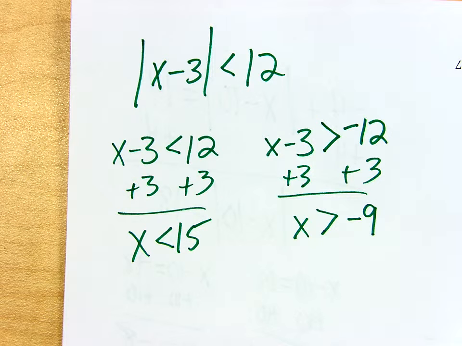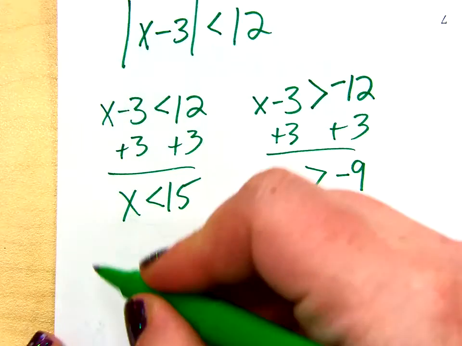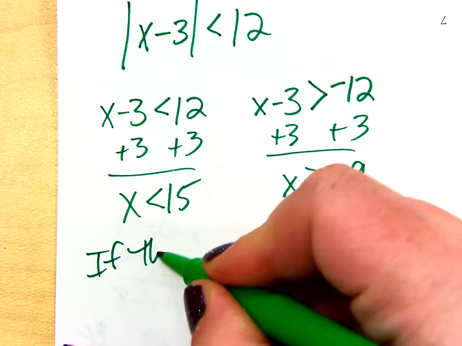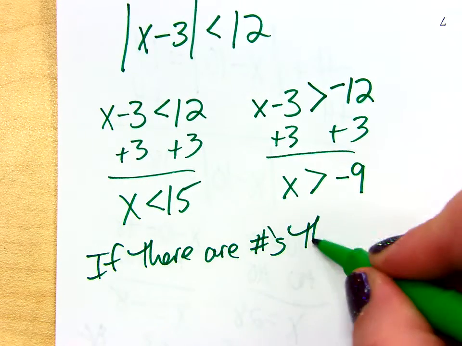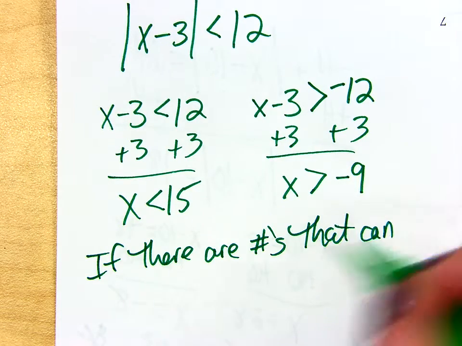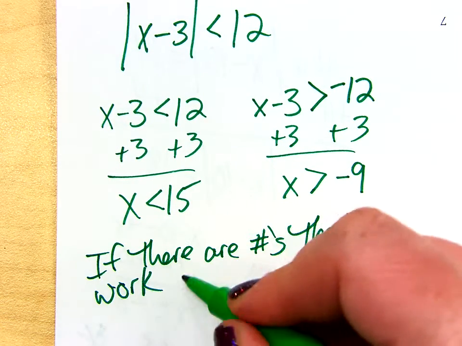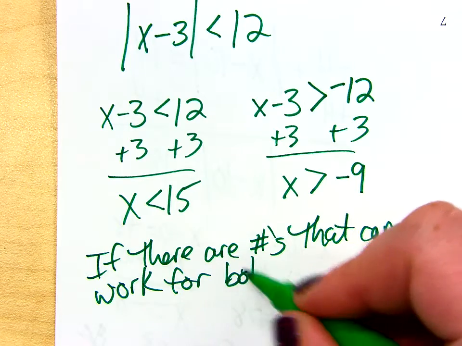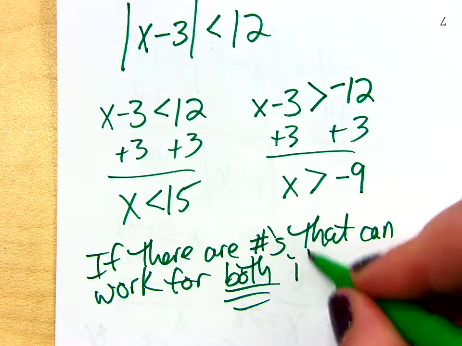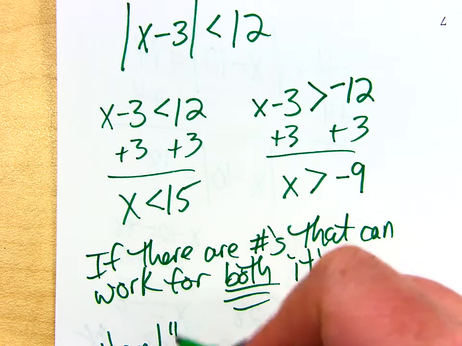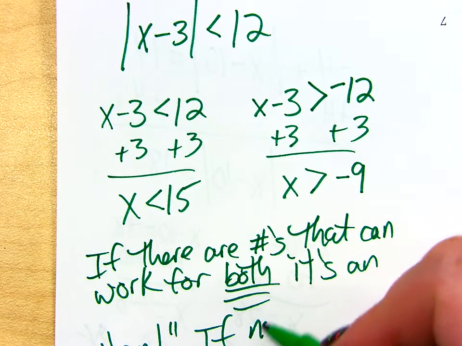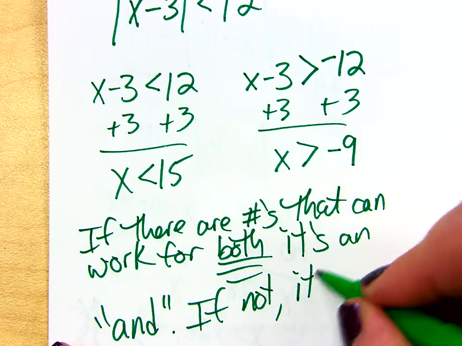If there are, then it's an and. If there aren't, then it's an or. That's how you know. So, if there are numbers that can work for both, it's an and. If not, it's an or.